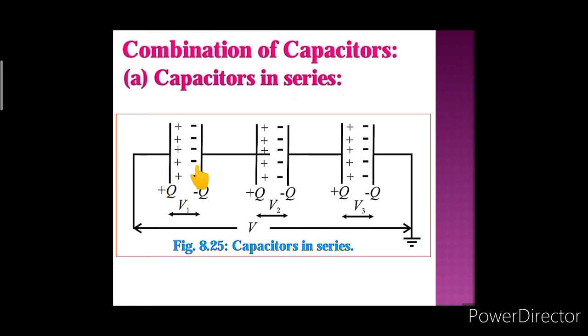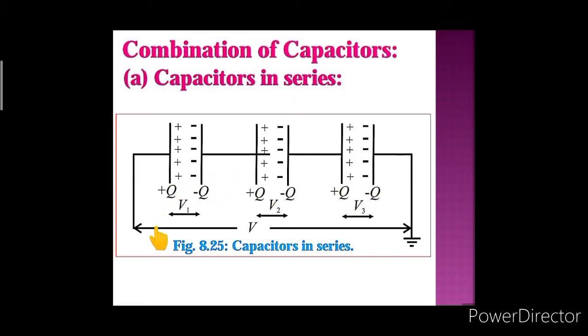Then by induction, the second plate of the first capacitor acquires minus Q charge. After that, the first plate of the second capacitor acquires plus Q charge, and the second plate of the second capacitor acquires minus Q charge, and so on. Similarly, the first plate of the third capacitor acquires plus Q charge, and the second plate of the third capacitor acquires minus Q charge. Let V be the potential difference across this series combination of the given capacitors.